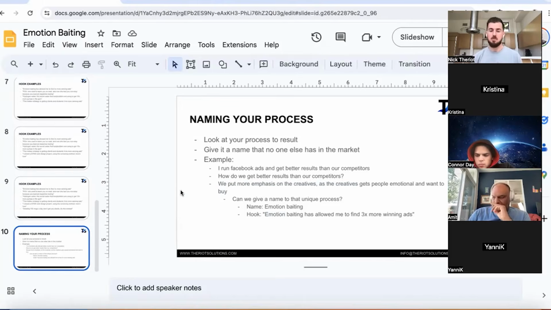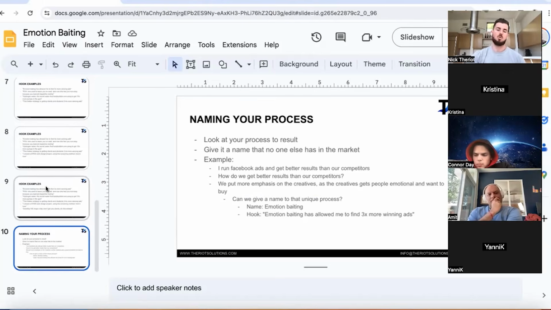Problem aware would be like, here's how emotion baiting allowed us to fix our bad ROAS, for example, or how we improved our ROAS with this particular emotion baiting. And then unaware could be like, here's how I scale my Shopify store, using emotion baiting right there. So that's the process that we're going to follow for today.